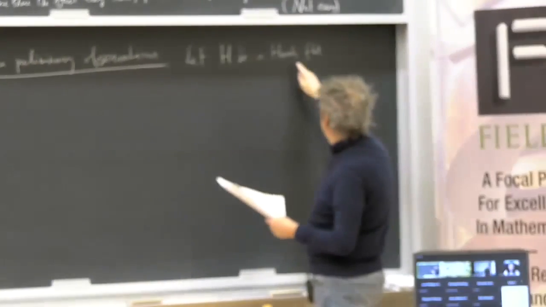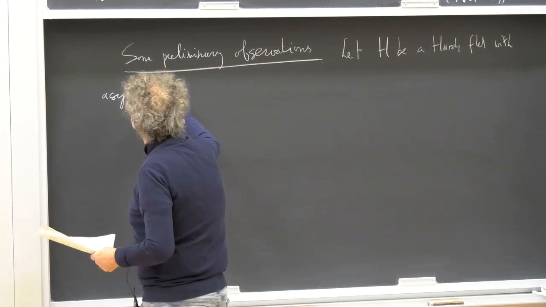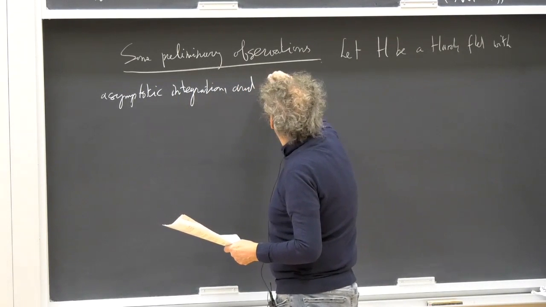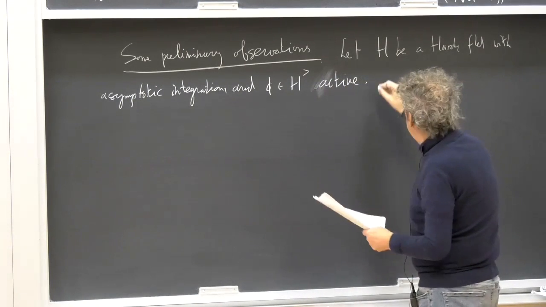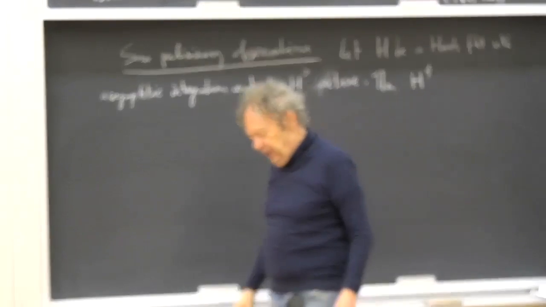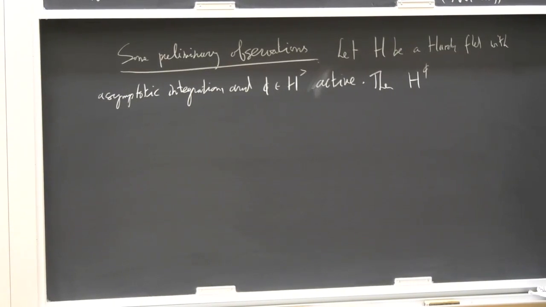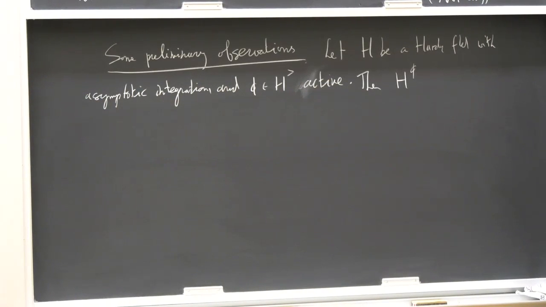Let H be a Hardy field with asymptotic integration. For example, if it is Liouville closed, then it automatically has asymptotic integration. And phi active. Then, this construction of going to the compositional conjugate is of course crucial in all this, but you might wonder what object this is. Its underlying field is the same, but its derivation changes. And that means that it's not a Hardy field anymore, unless phi equals one.